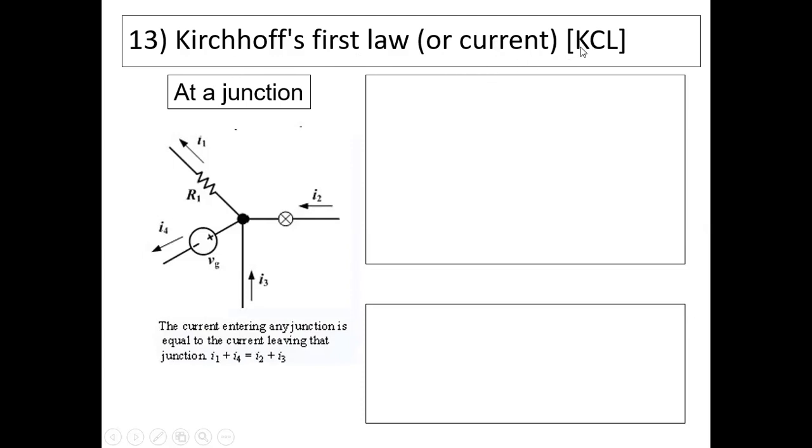That's my symbol. Kirchhoff's current law. It applies at a junction. At a junction there, you can have a power supply there, current flowing in, current flowing out, current flowing out. So Kirchhoff's current law, that's why I call it KCL.